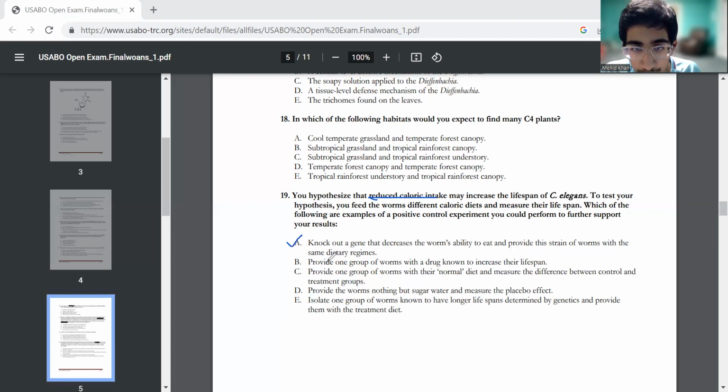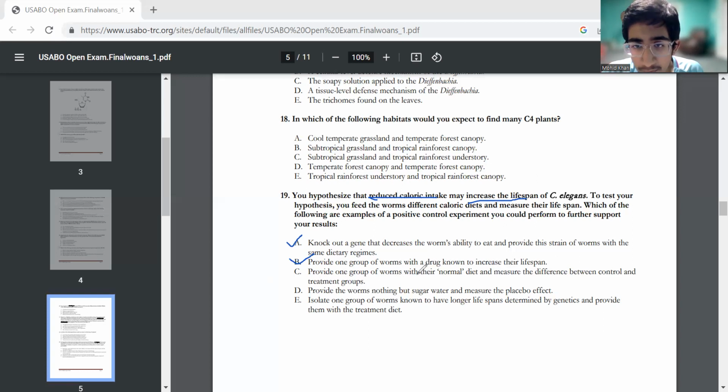Provide one group of worms with a drug known to increase their lifespan. I guess this would be correct because we're also looking at how the caloric intake is increasing their lifespan. So if it's increasing their lifespan, that could relate the caloric intake and lifespan. So I would say that is correct.